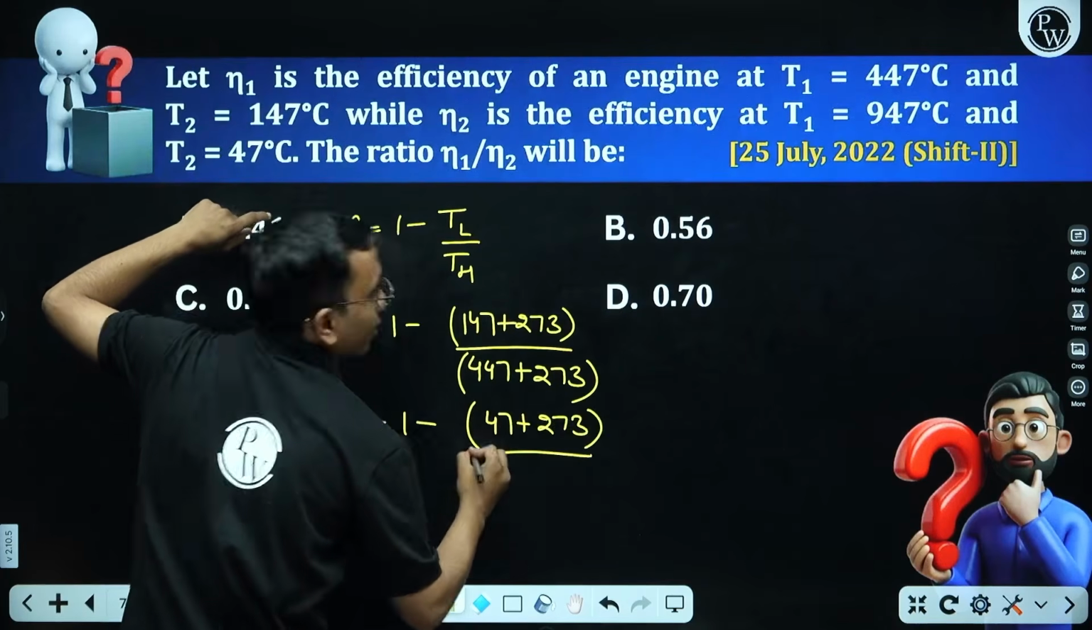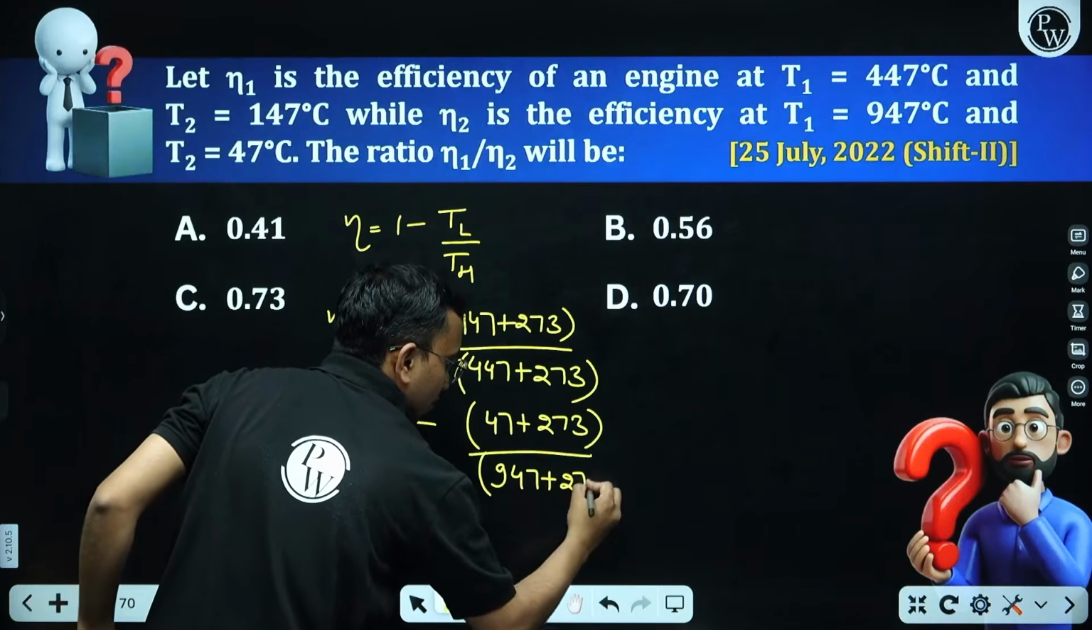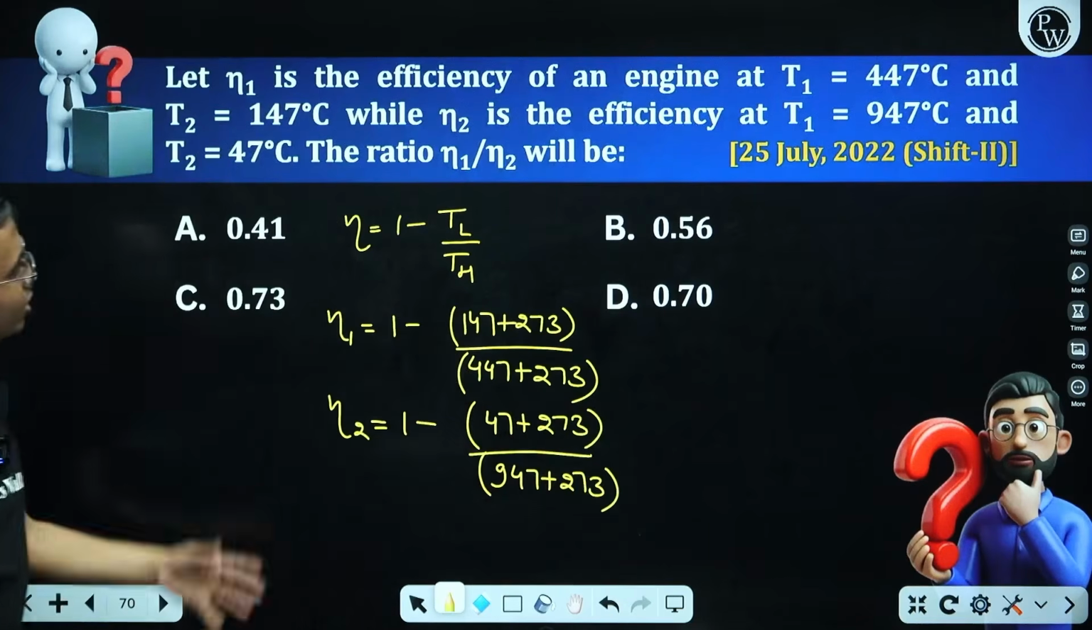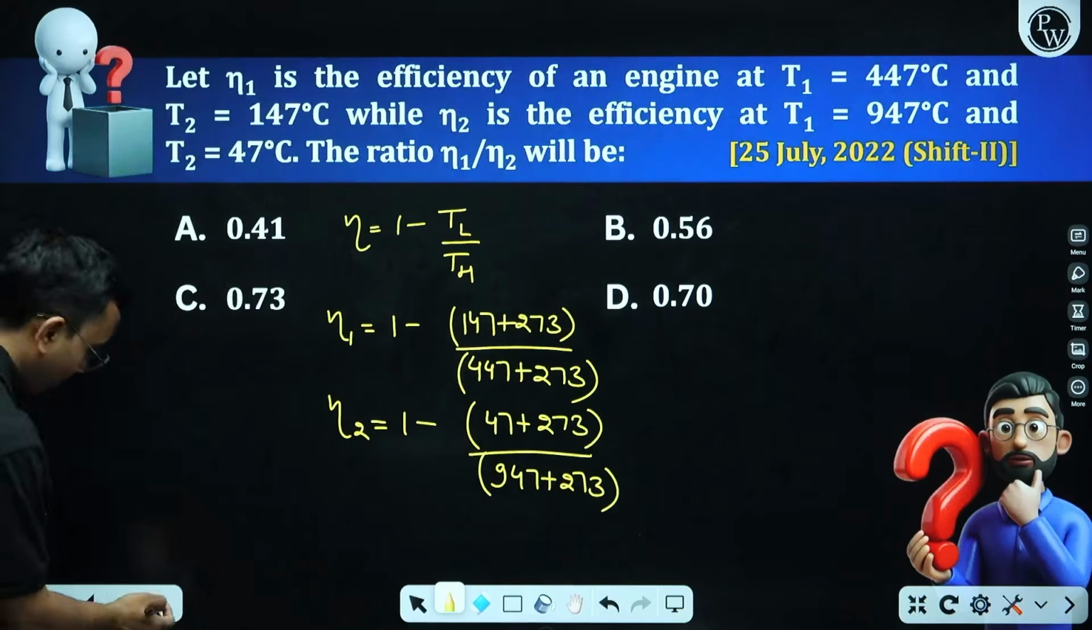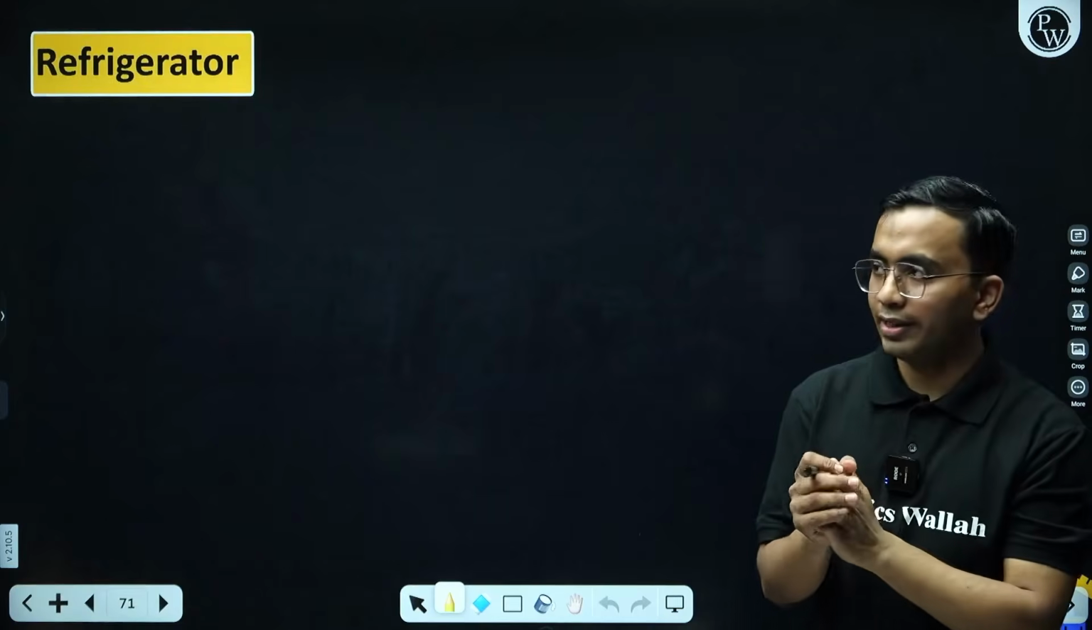947 is high. From here you can do the calculations and you can find the ratio. I'm moving ahead. Now, refrigerator.